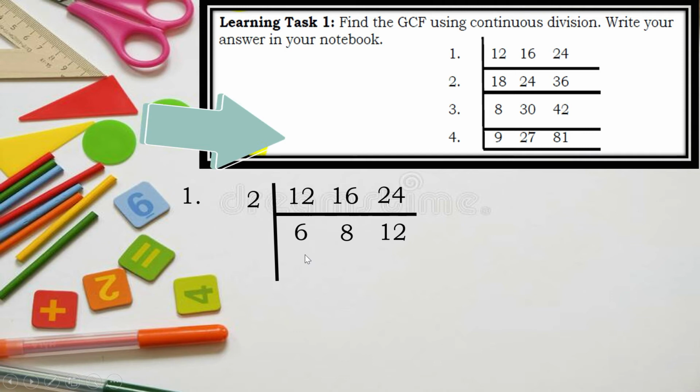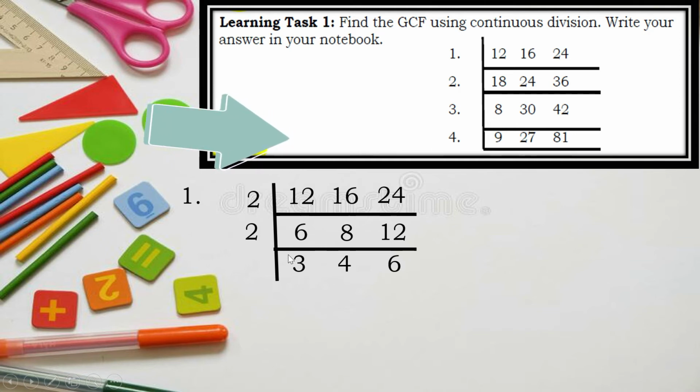Okay? And next, 2 ulit. So, 6 divide 2 is 3. 8 divided by 2 is 4. 12 divided by 2 is 6. Yan. Next, 3. Pwede pa bang i-divide kay 2? Hindi na. Si 4, yes. Si 6, yes. So, since na meron ng number na hindi na pwede i-divide, since na GCF ito, mag-stop na tayo. Okay? So, hanggang dyan na lang tayo. Kasi si 3, hindi na siya pwedeng i-divide.